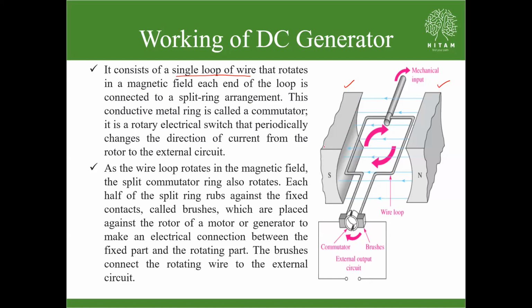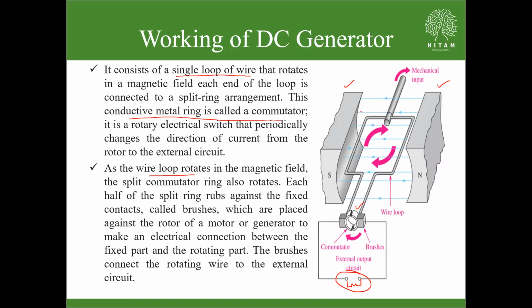So here I am taking a conductor placed in this varying magnetic field, and this conductive metal ring, what we call the commutator, is connected to it. It is a rotating part, and the direction of current goes from the rotor to the external circuit. This is our external circuit, where we can connect some load, a resistance or inductance, depending on the situation.